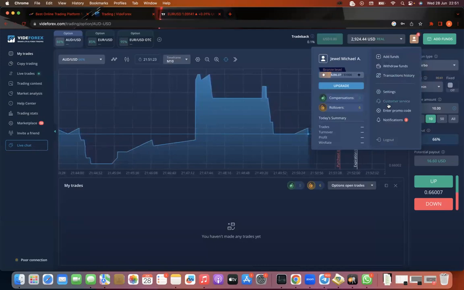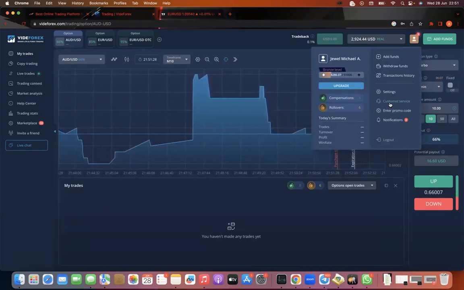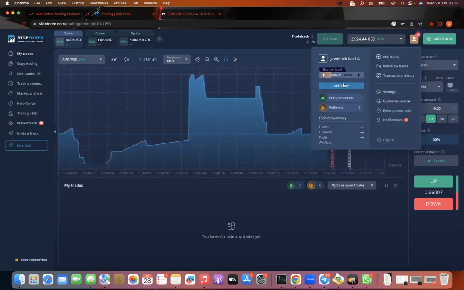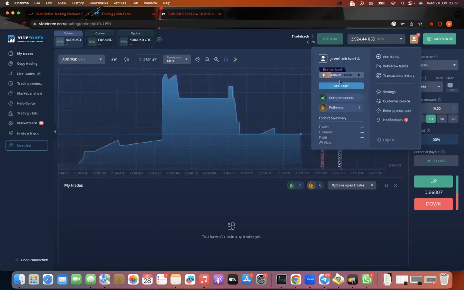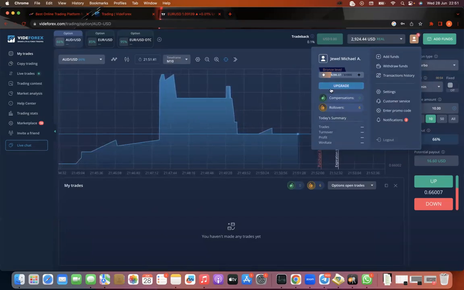Then customer service, you can actually message customer service or contact them from here. You can see your promo code. You can enter your promo code and all of that. At this point, you can see the amount of trades you've entered before you go to the next level. All right.